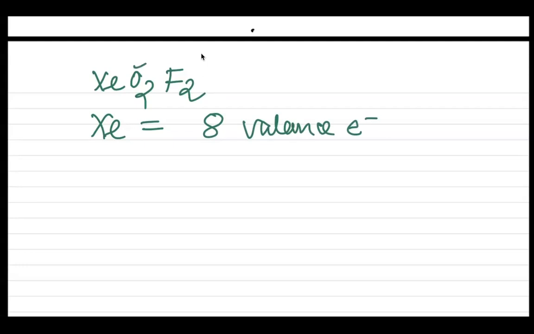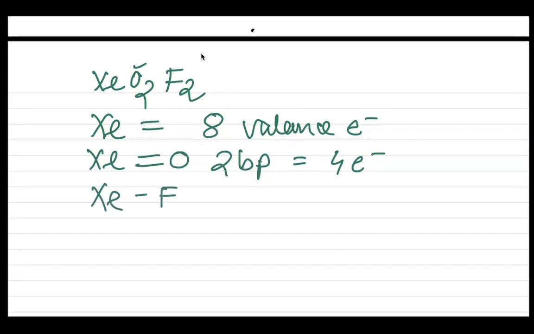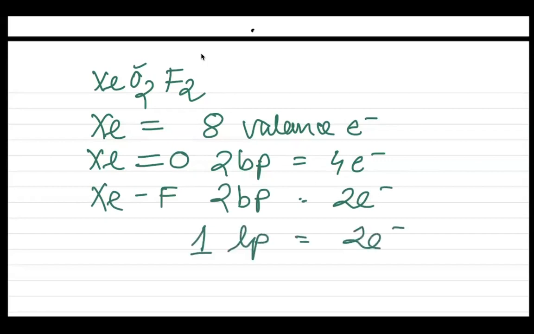Now here is oxygen. Oxygen will form a double bond, so two oxygens mean two double bonds. That means two bond pairs, which is four electrons. Xe-F: two bond pairs means two electrons. And one lone pair means two electrons.